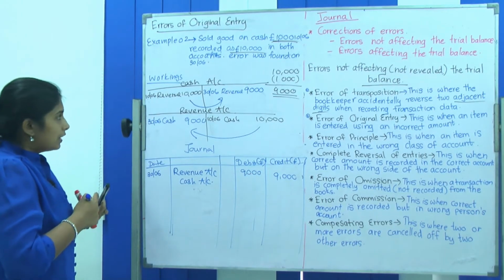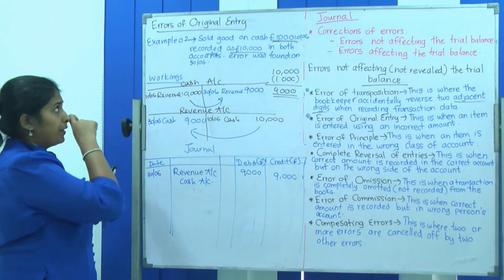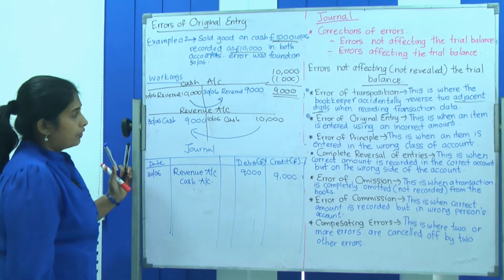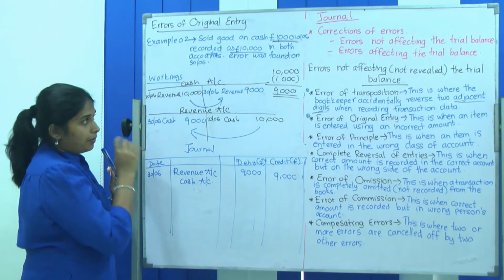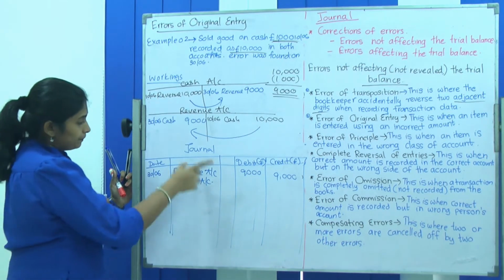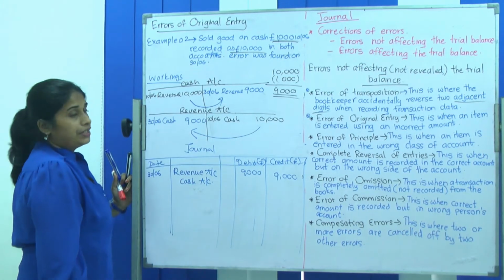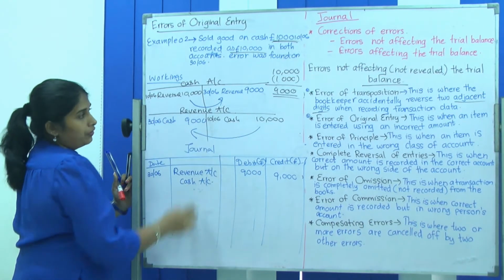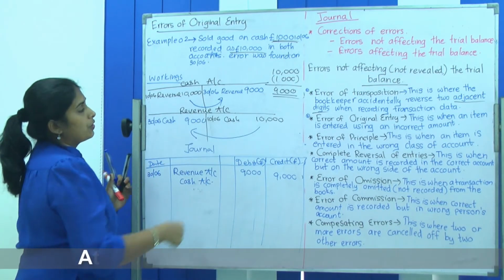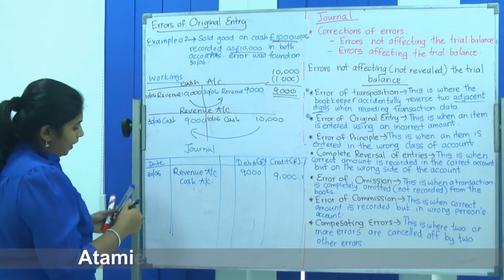Okay, so to correct this error, the error type is error of original entry. When the error of original entry has occurred, to correct this is the double entry. According to the example, the revenue account will be debited by the amount you find by subtracting, and the cash account will be credited by 9,000.